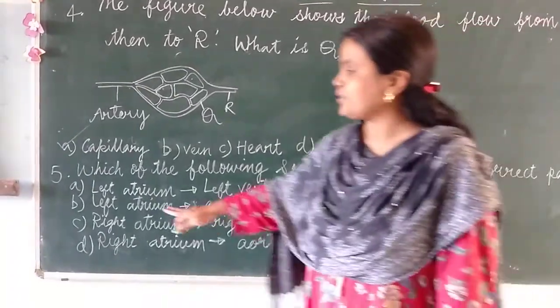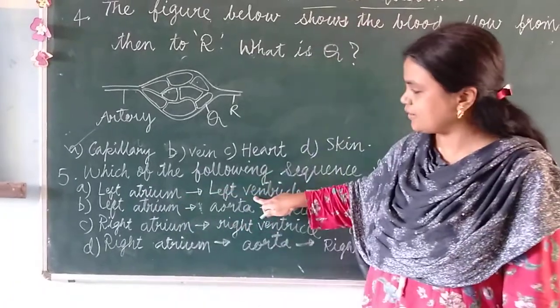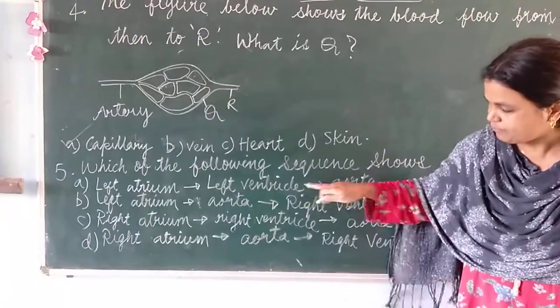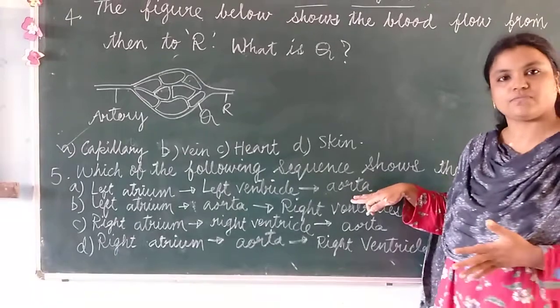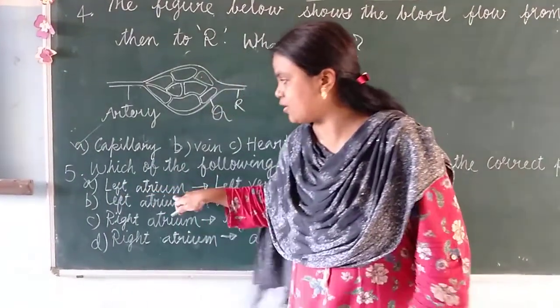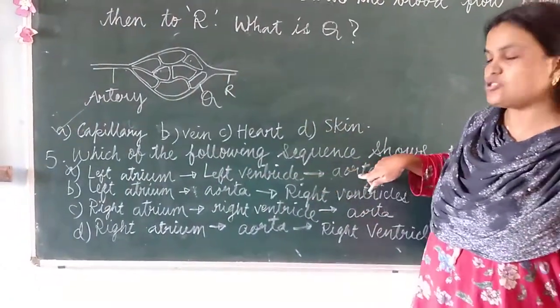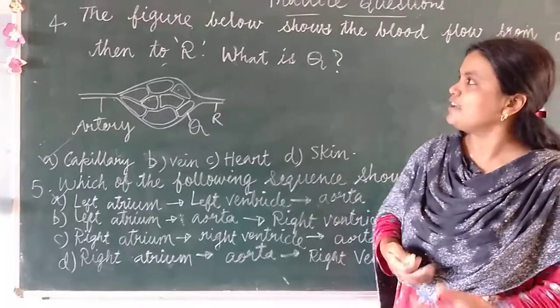So what is it? Left atrium. From the left atrium, the blood flows to the left ventricle and then to the aorta. Okay, this is the correct option, children. First, left side of the heart. Left atrium to left ventricle and then to the aorta. So this is the right option.